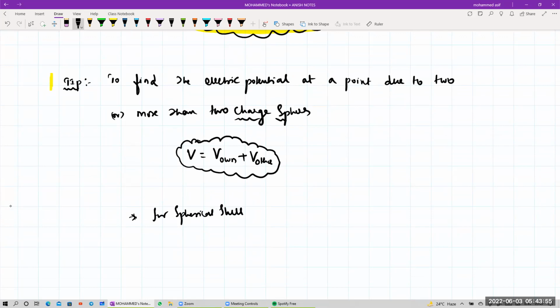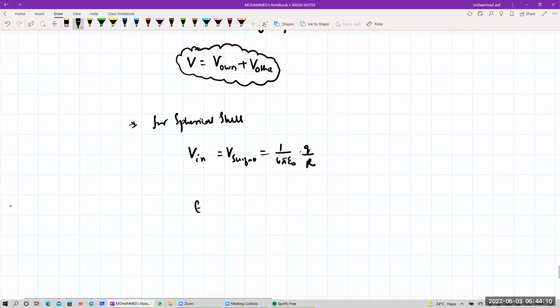it will always remain the same beta. That means potential inside will be equal to potential on the surface. That is how much for me? 1 by 4 pi epsilon naught into Q divided by R. Whereas electric field inside will be equal to how much beta? Electric field inside will be equal to 0, but potential is not equal to 0. Clear? Yes, sir.